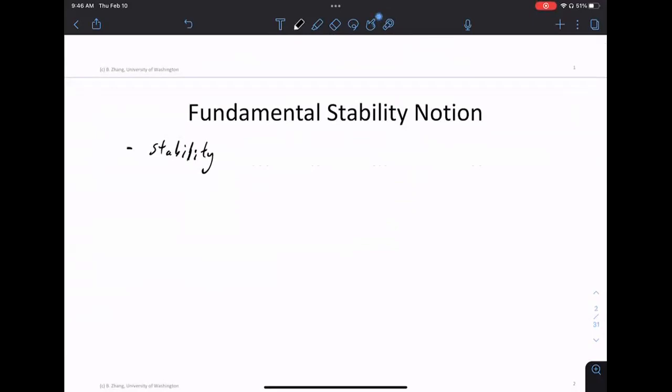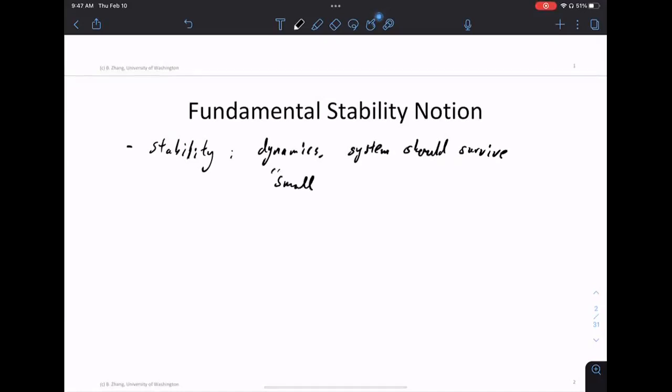This is talking about the dynamics of the system. Your system should survive a small disturbance. That's the idea of stability we're thinking about. If something changes in your system, it should still operate. So the dynamics of the system. If you have one turbine, there are two disturbances I have, right?